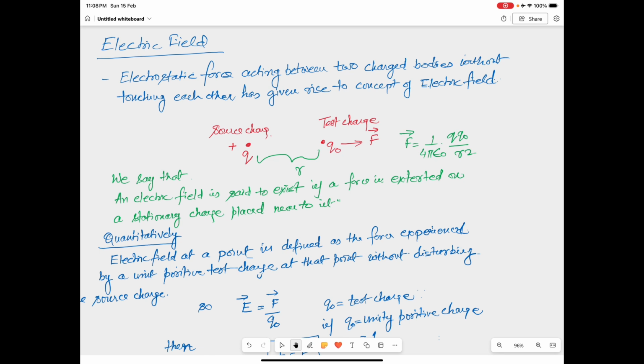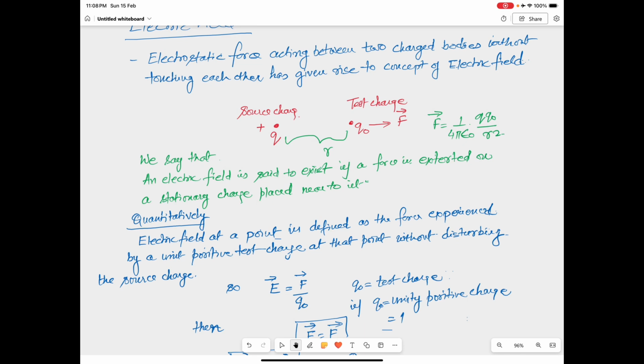Means if the two charges are interacting with each other and are exerting force on each other, then there must be something in between. So that has given the idea of an electric field. So we say that an electric field is said to exist if a force is exerted on a stationary charge placed near to it. So this is experiencing an electric field.